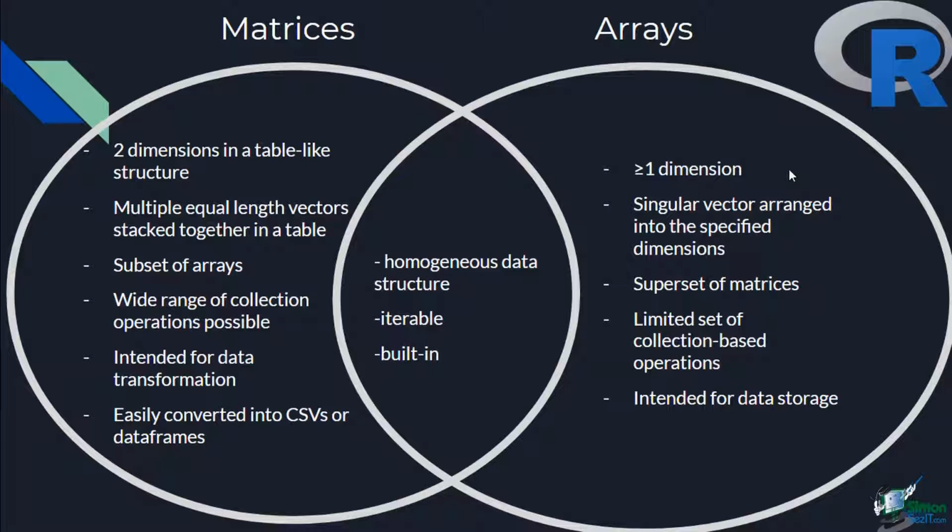Now, they are similar in the fact that they are both homogeneous data structures. All of their objects have to be the same data type. They are both iterable, meaning that if you are using some type of loop, which we will talk about in a later module, they can be iterated upon, or we can look at each individual piece by itself throughout the data set. So if you think about a matrix, we have two dimensions, so we have rows and columns, and each object within those rows and columns can then be called and used by itself rather than just looking at the matrix as a whole.